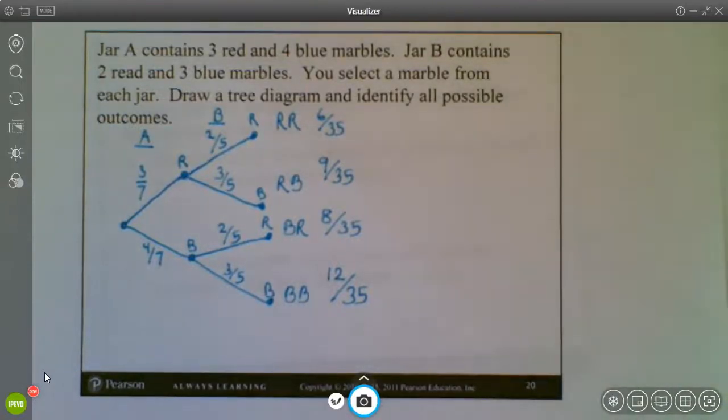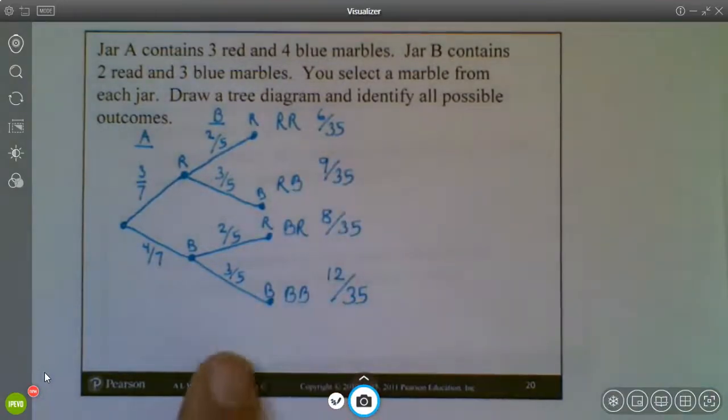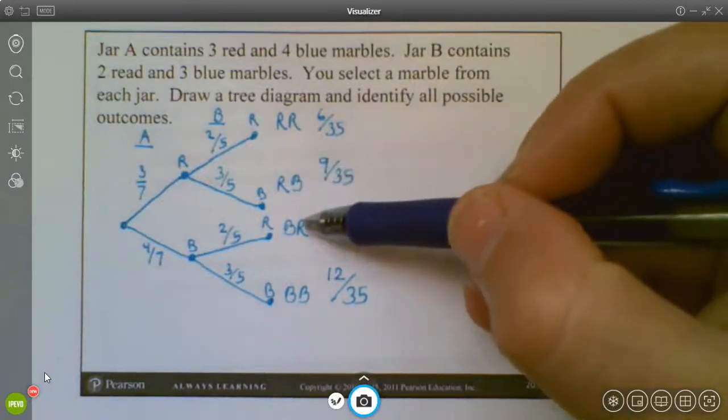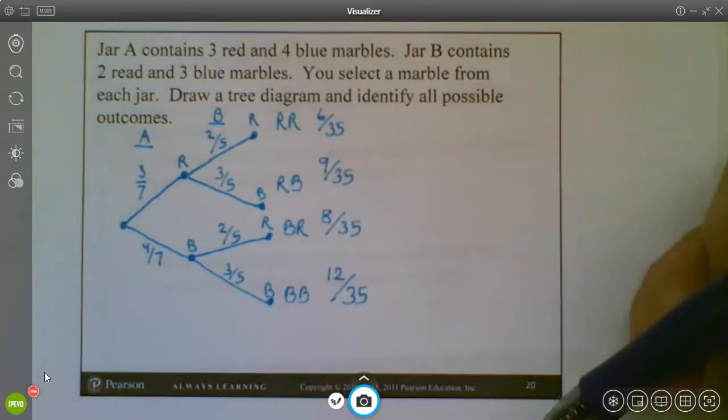So the purpose of doing that would now be, what if they ask the question, what's the probability that they're both red? Well, obviously we already have that figured out. What's the probability that they're both blue? We already got that figured out. What if they said, what's the probability that you get exactly one red marble? Well, find the cases where you got exactly one red marble, and we would add those together. So it becomes 17 out of 35.